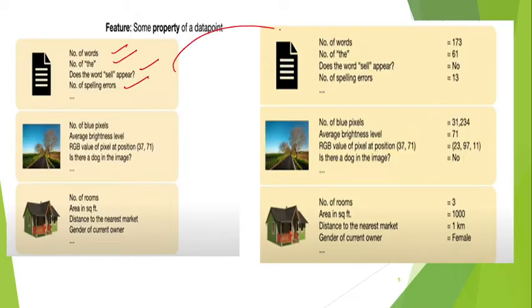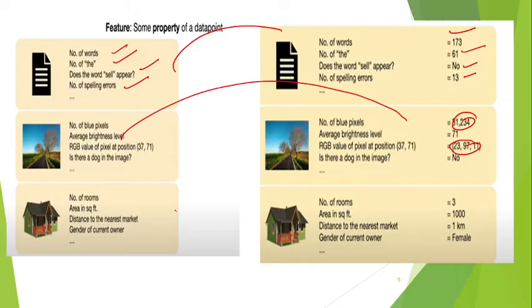Now the same way here, number of words is 173, number of words represented is 17, number of spelling errors is nothing, number of blue pixels is this much, and the brightness level is 71. Then the RGB values, that is red, green, blue values, are these values. Number of dogs in images, there is no dog image.